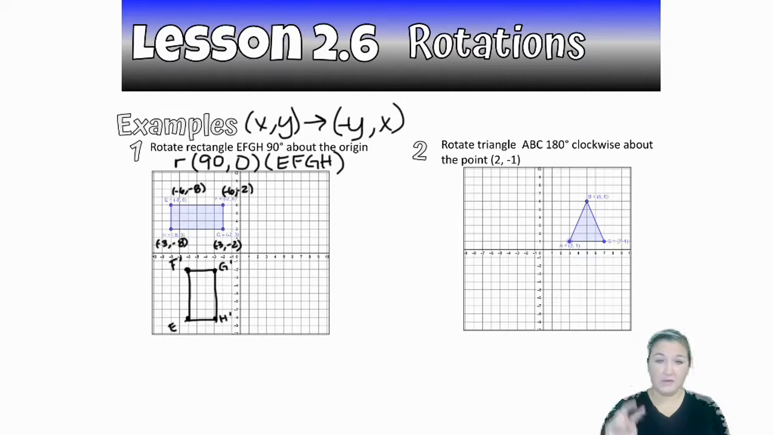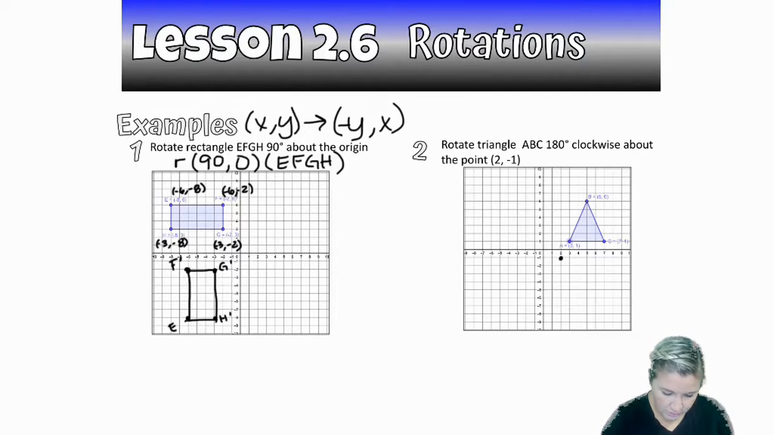Okay. So just flip. And so that's why it's really important that you think about and know these rules so that you can apply them and not have to try to turn it on your own. Okay, so this time we're going to rotate the figure 180 degrees. So positive or negative, it ends up being the exact same. About the point 2, -1.